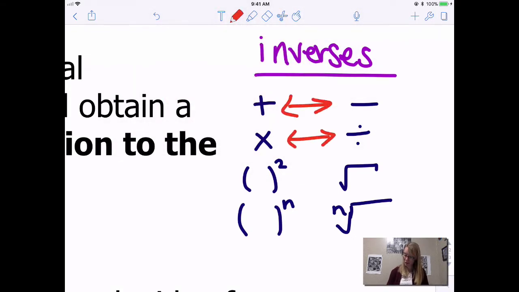And the two ones that we're focusing on in this chapter is that exponents go with radicals. So squares go with square roots. We've already talked about undoing a square with a square root. Today we're going in the opposite direction. We are going to undo a radical with a square, and we are going to undo an nth root with an nth power.